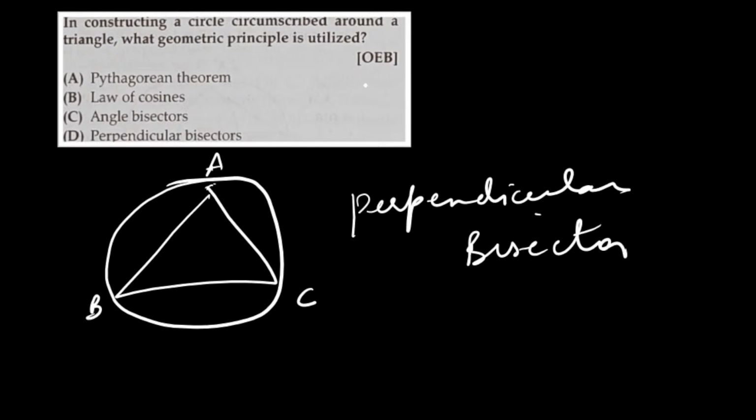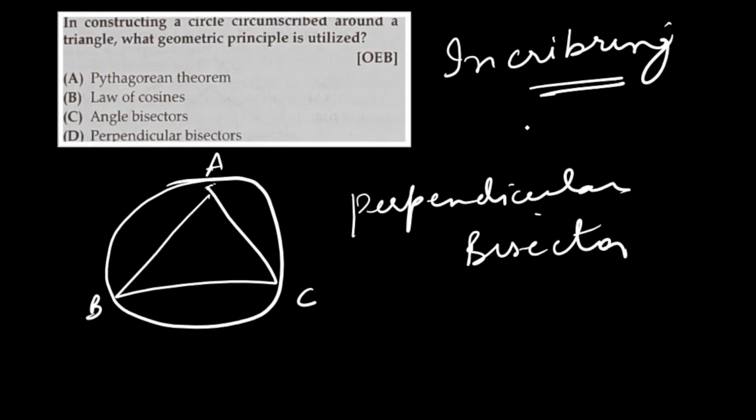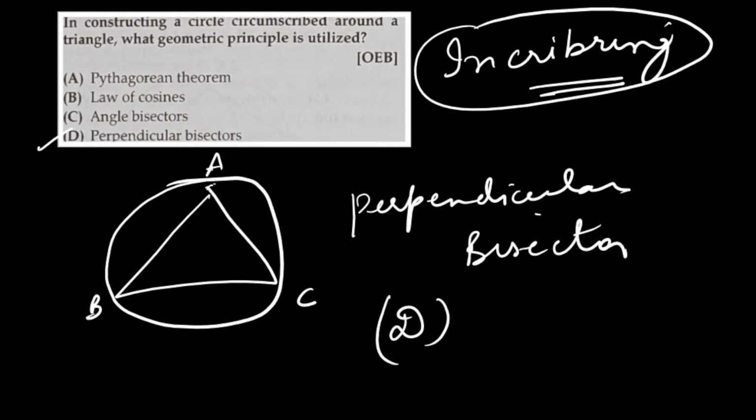So if I change the concept of circumscribing circle to inscribing circle, then which concept will come? For circumscribing circle, option D is correct. But if I change the question from circumscribing to inscribing, then which option will be correct? Yes, so Sajila has given C option. Yes, in that case, angle bisector we use. We use the concept of angle bisectors.